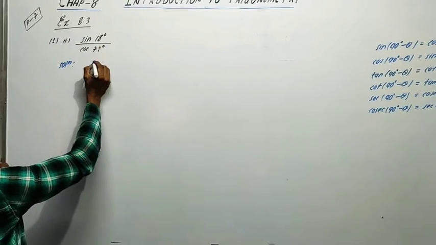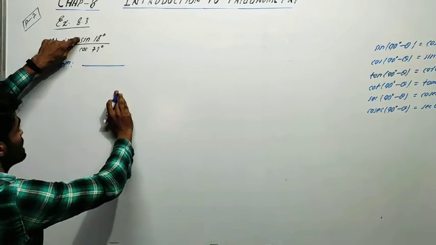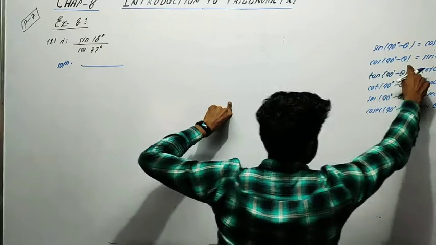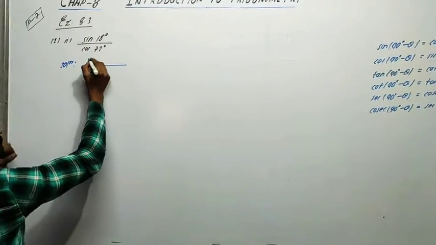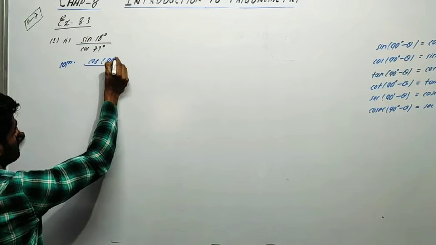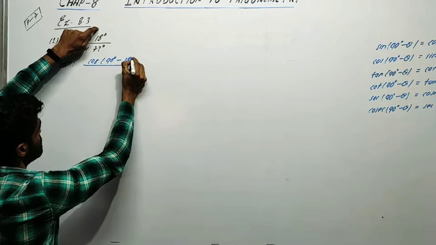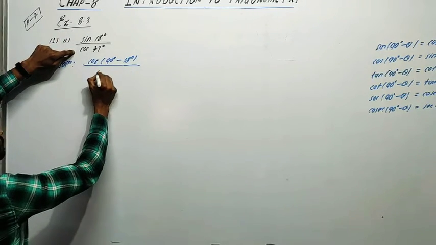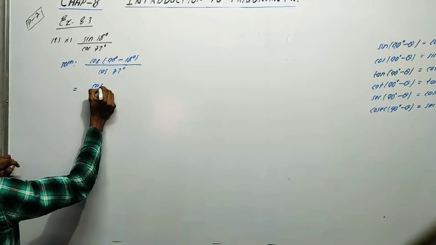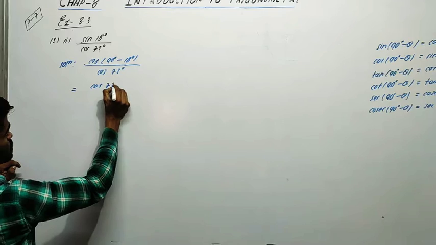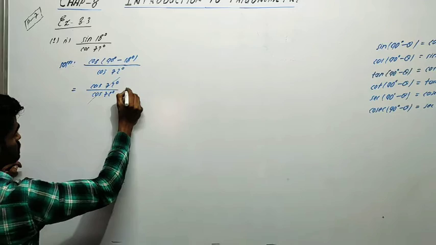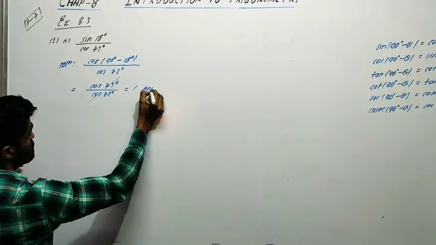I am converting sin in the form of cos. So sin can be expressed in the form of cos: sin theta is equal to cos 90 minus theta. Here the theta value is 18 degree, so sin 18 degree is equal to cos 90 degree minus 18 degree, divided by cos 72 degree, which is equal to cos 72 degree upon cos 72 degree. The numerator and denominator cancel out, that is equal to 1, and here is the answer.